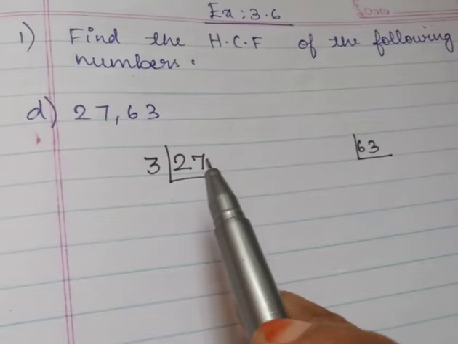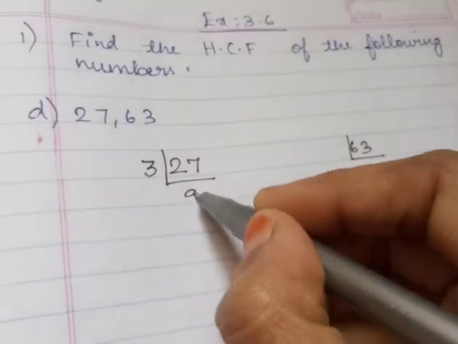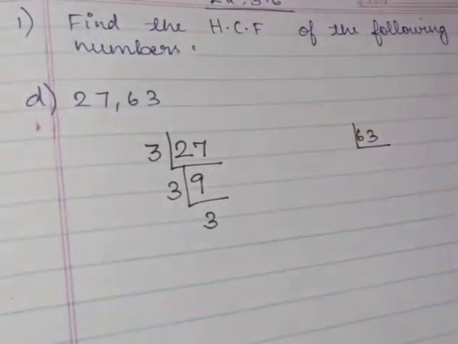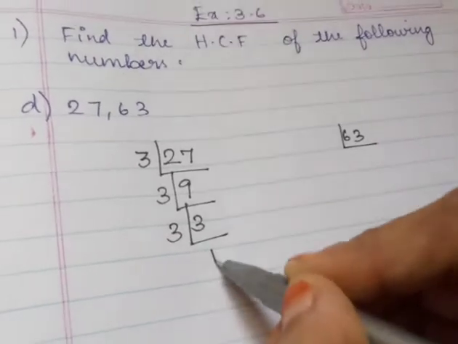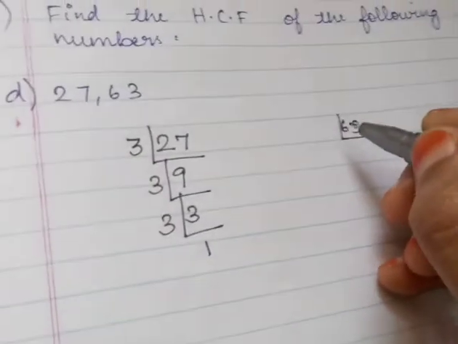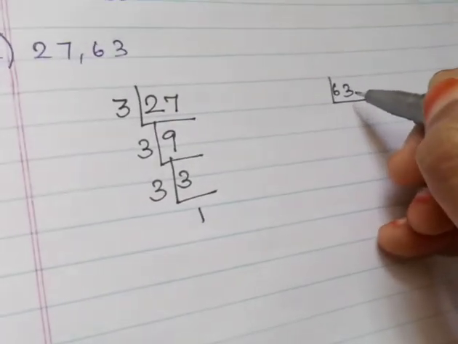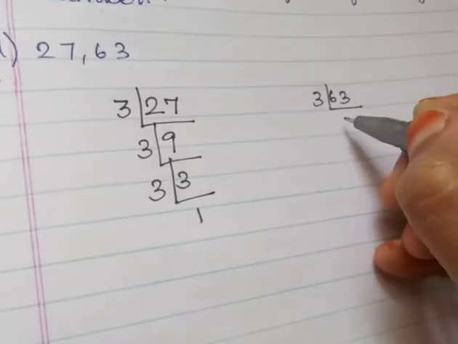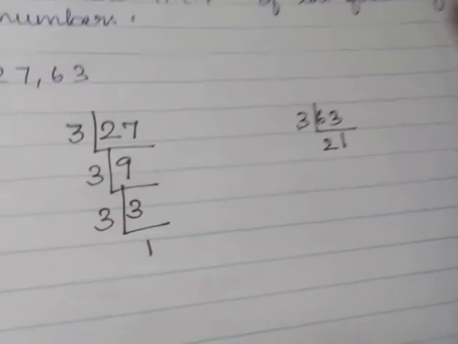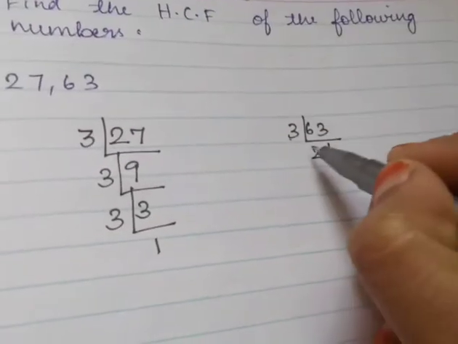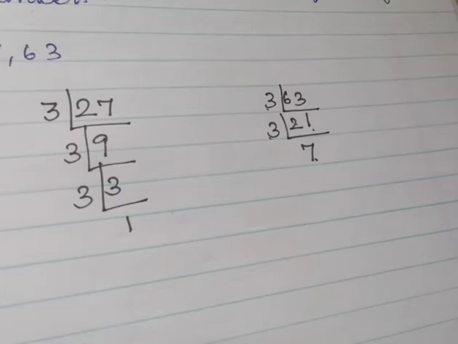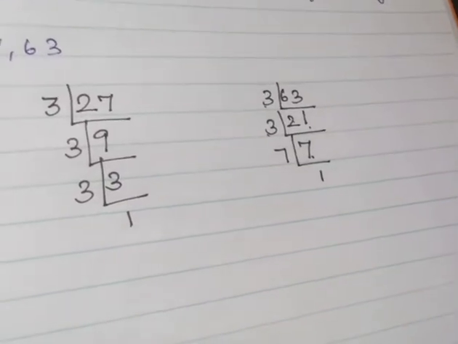It comes in the third table, because 2 plus 7 is 9, and 9 is a multiple of 3. So it comes in the third table. 9 3s are 27. Next, 3 3s are 9, 3 1s are 3. Next, in the third table, because 6 plus 3 is 9, it is also a multiple of 3. 3 2s are 6, 3 1s are 3. Next, third table, 3 7s are 21. Seventh table, 7 1s are 7.